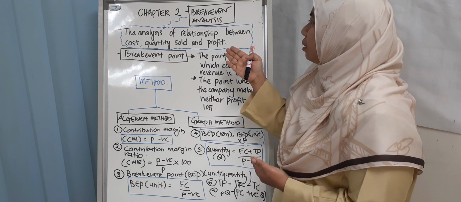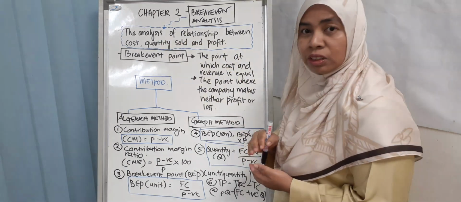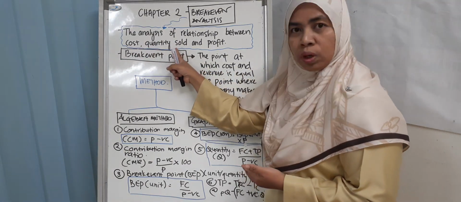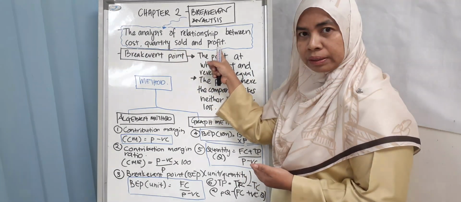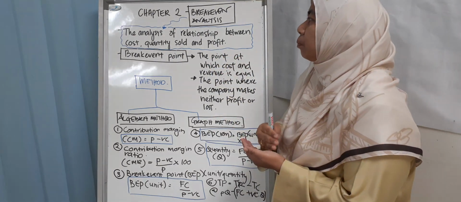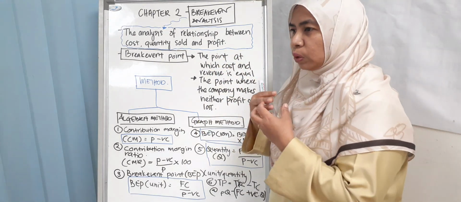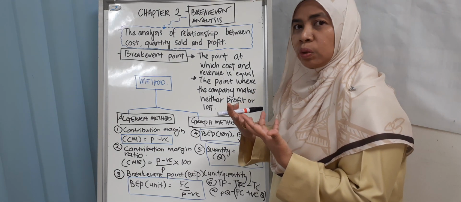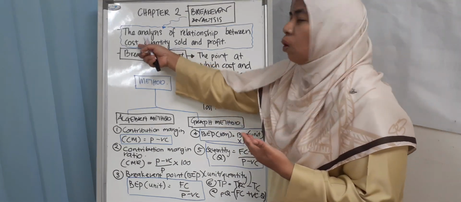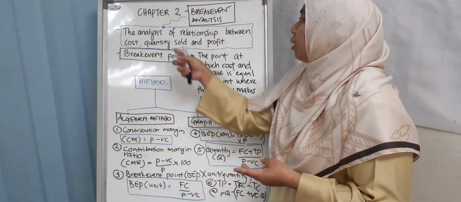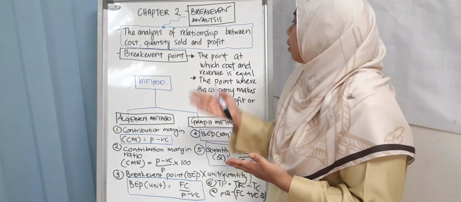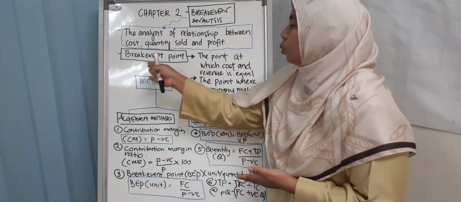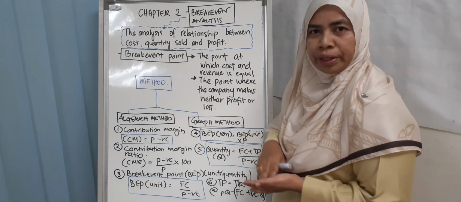Break-even analysis is the analysis of the relationship between cost, quantity sold, and profit, right? Let's see, for example, what is the relationship? Let's say you want to sell your cake. What is the cost of the cake, how much quantity did you sell, and what about the profit? And firstly, we go to understand what a break-even point is.